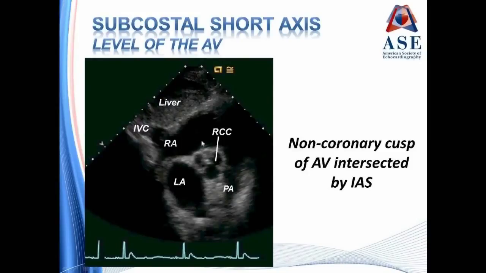Left atrium, right atrium. The tricuspid valve is here, although we don't see it very well. And this is the ostium of the IVC into the RA. This is the pulmonary artery. And you can even, with correct angulation, see the bifurcation of the pulmonary artery in this view.